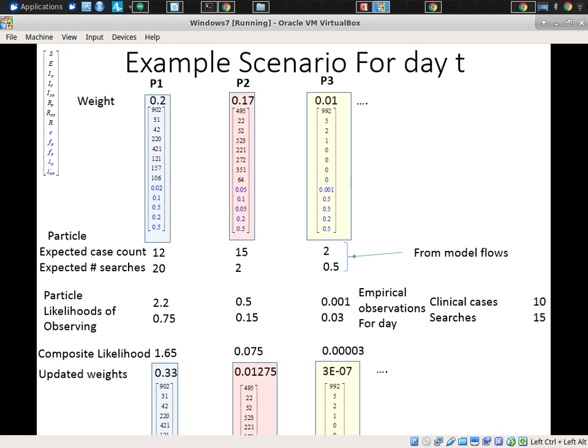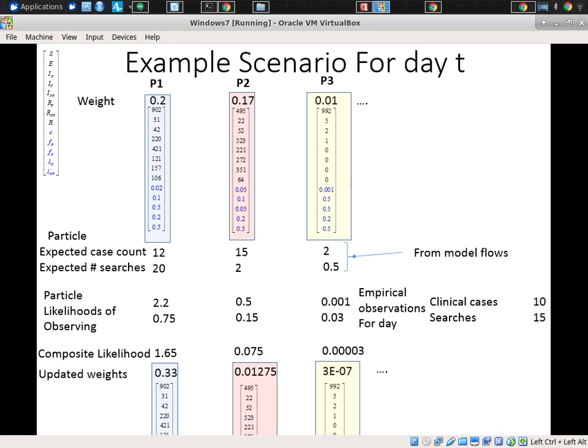So for this day, there's 10 clinical cases, let's suppose, and 15 searches, right? This is first from the data we're given. We don't get to choose these things. It's given to us, right? We look up on this day, oh, there's 10 clinical cases, 15 searches. So then what we're going to do for each particle, remember, each particle is going to have its weight updated by multiplying that weight by the likelihood, right? That's what we do at the observation step, right? That's how we reward particles that are more consistent with the data and punish particles that are less consistent.